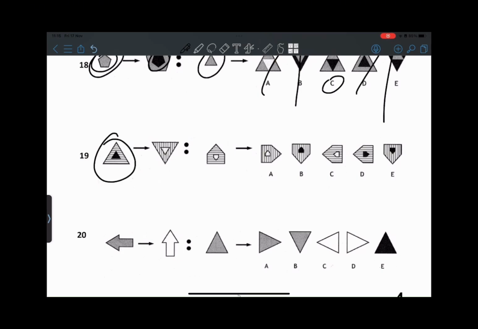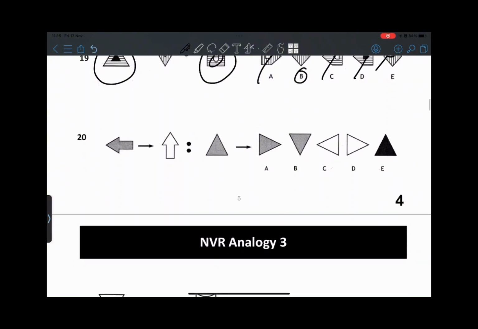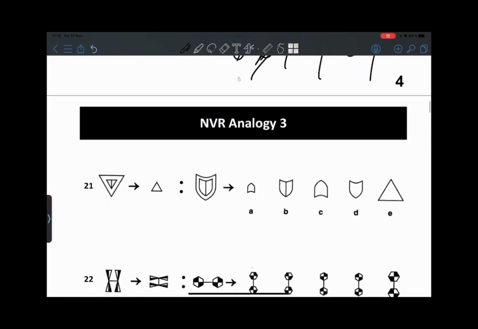You flip the outside one, so let's flip this. You're left with E or B. And then the inside one also flips. So if you think about this flipping, it's not going to be E. So you're left with B. And this one just rotates 90 degrees to the right. So this one's going to rotate 90 degrees to the right. So you get A or D. So let's just cancel out these ones. And you see it turns white, so it's going to be D, not A.